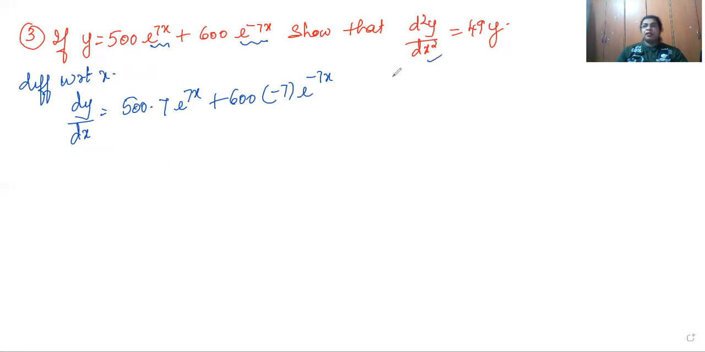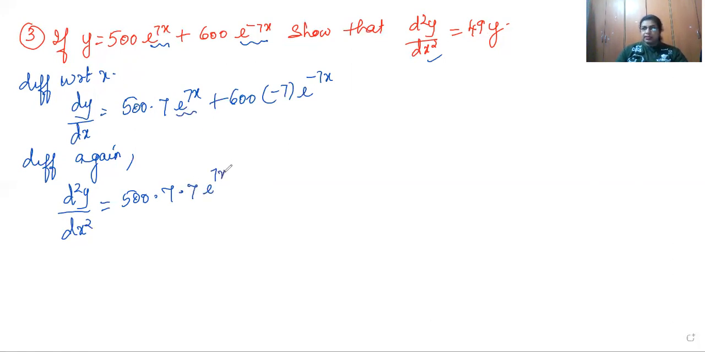I have to reach the second order, so differentiate once again. When you differentiate again, you get d²y/dx² is equal to: write that 500 as it is, write the 7 as it is. Don't write 3500; you have to reach 49, that should be the idea. Now what is the derivative of e^(7x)? It is 7 into e^(7x). So 7 into 7, 49, you can write and take out in the next step. Plus 600 as it is, minus 7 as it is. What is the derivative of e^(-7x)? Minus 7 into e^(-7x). So this also made 49. So take out 49.